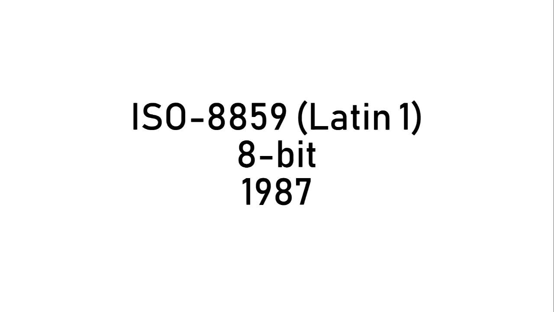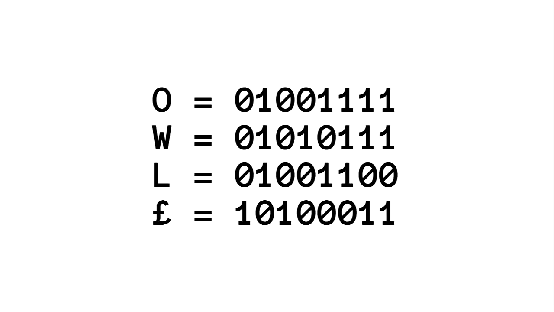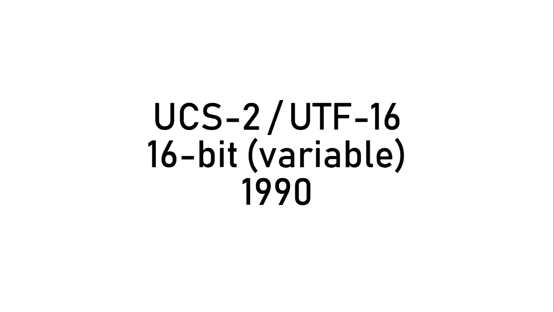Of course, the Americans were still at it. And the encoded ISO, there was ISO 8859, or Latin 1, the most common one, in 1987. Now, you could actually encode things like the British pound, but there were still problems because you had a different encoding for all these different languages.